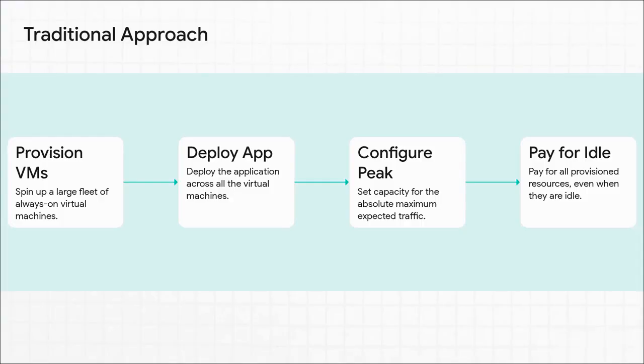Well, they follow the playbook they know. They spin up a bunch of virtual machines, they deploy their app, and, this is the key part, they configure enough capacity to handle the absolute biggest traffic spike they can imagine. And look, on the surface, this feels kind of safe, right? You're prepared for the worst.